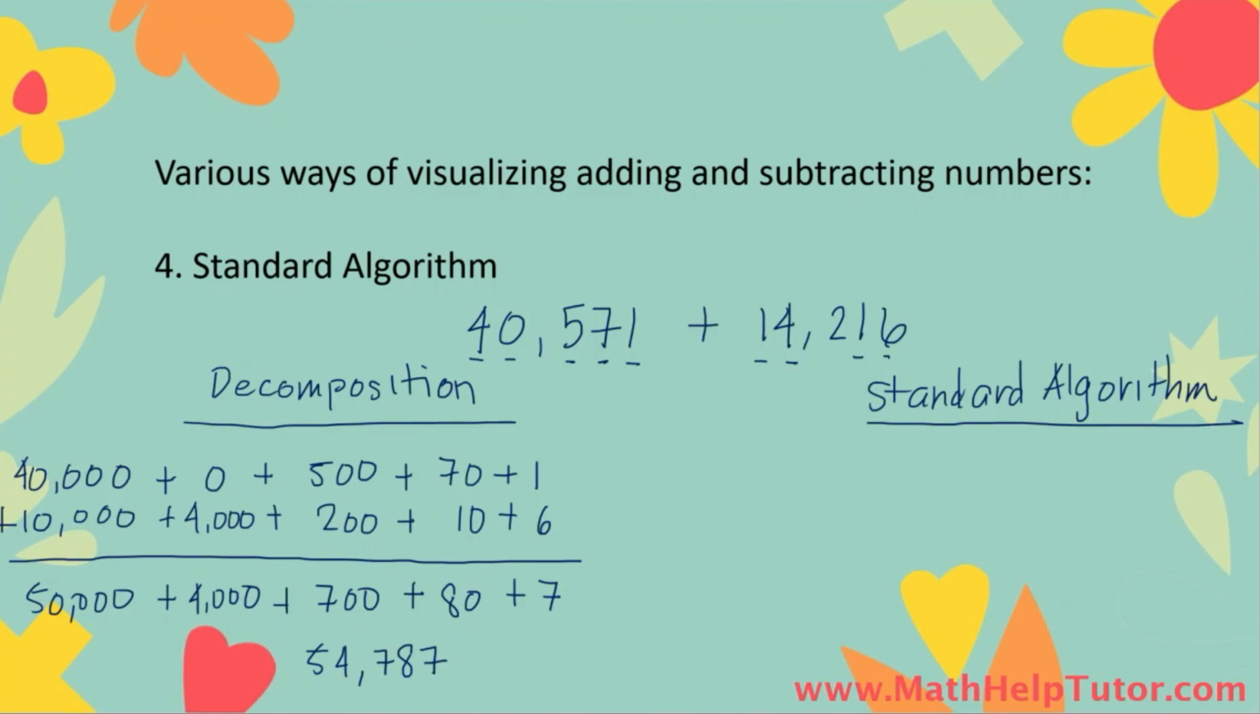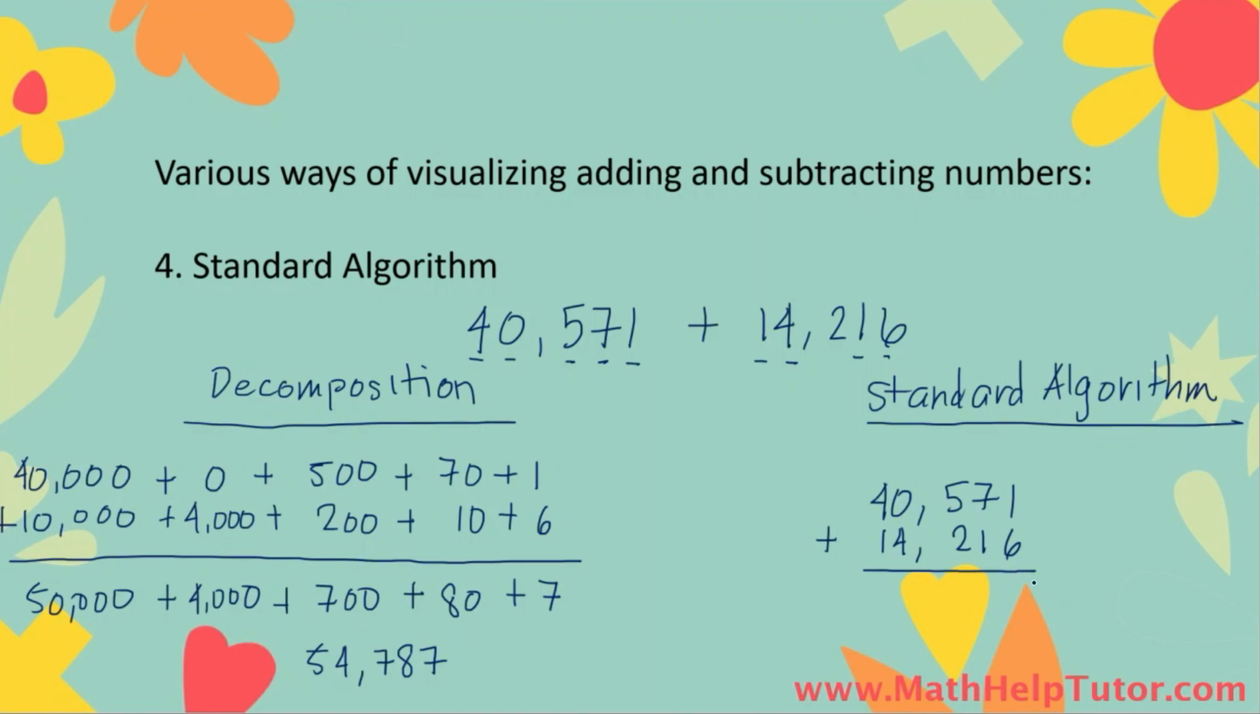When we use the standard algorithm, this is understood already. And there's no need to decompose all the different digits and places. It is assumed that you understand that this is a shortcut of the decomposition method. So to use the standard algorithm, what we do is we write the numbers that we are adding. That's 40,571. And then under it, we write the other number. That's 14,216. Put a line under the second number.